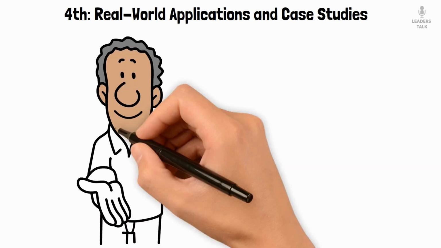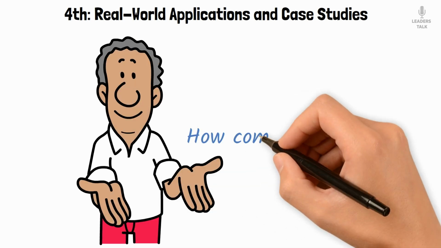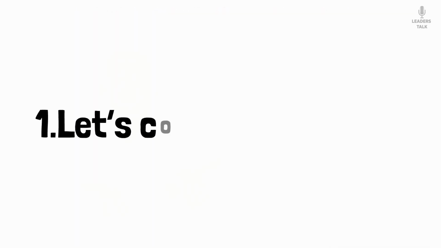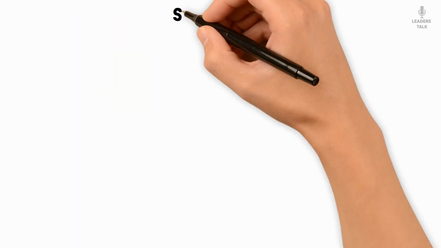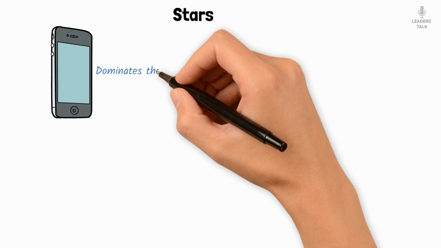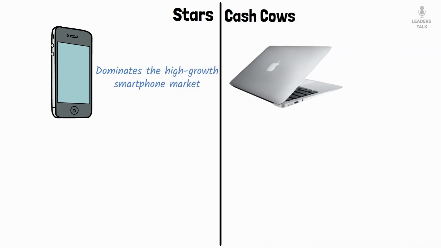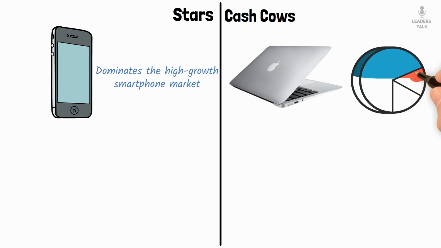Let's take a closer look at some real-world applications of the BCG matrix and how companies have used it to shape their strategies. 1. Let's consider Apple Inc. Stars: the iPhone, which dominates the high-growth smartphone market. Cash cows: the MacBook, which has a significant market share in the mature laptop market.